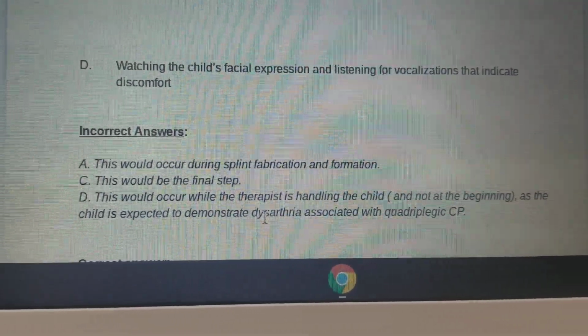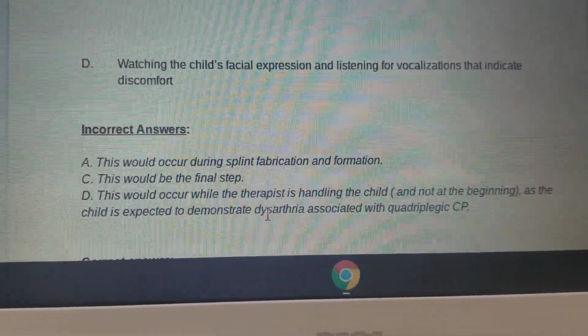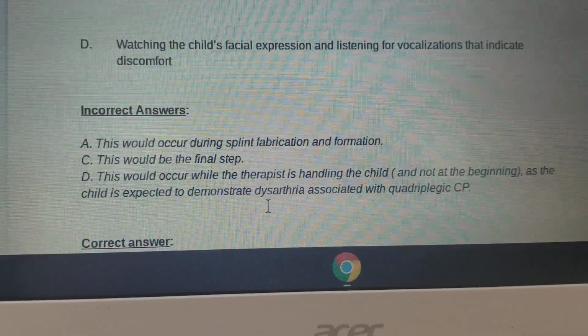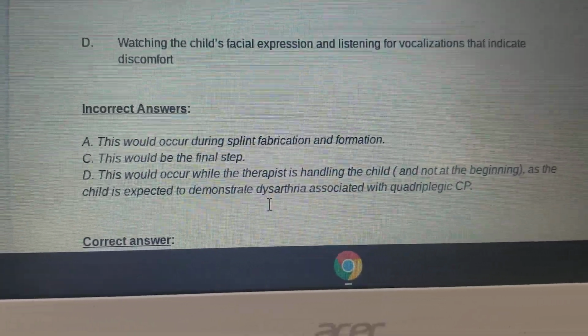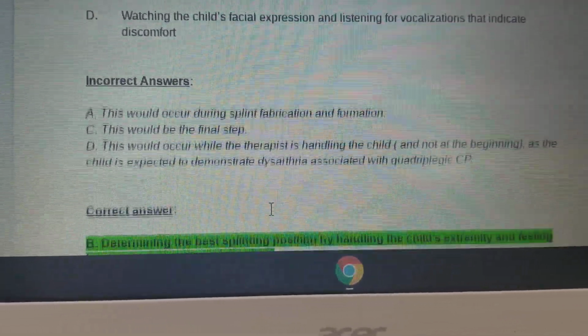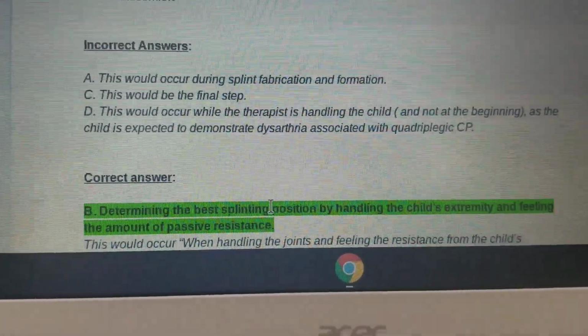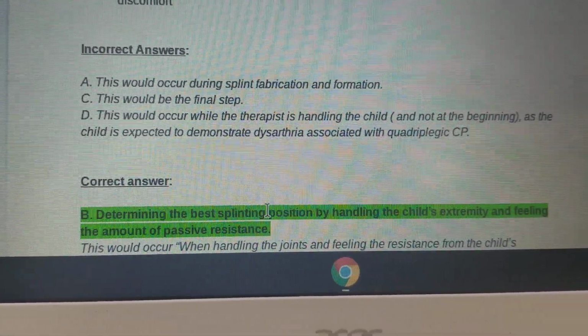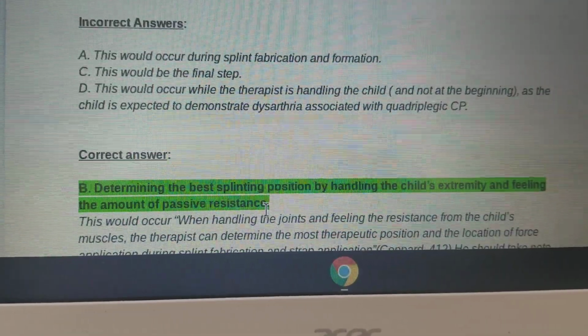A is incorrect because this would occur during splint fabrication formation. C is incorrect because this would be the final step. And D, this would occur while the therapist is handling the child and not at the beginning, as the child is expected to demonstrate dysarthria associated with quadriplegic CP.